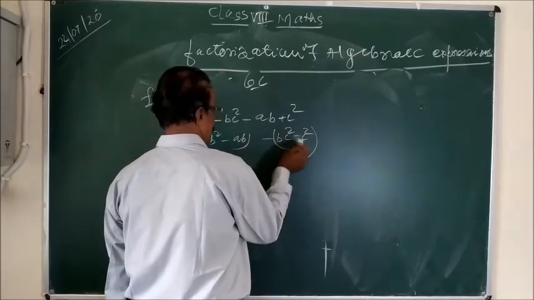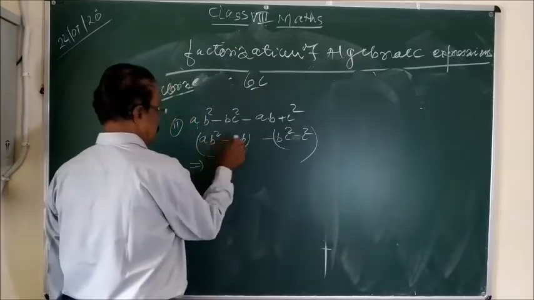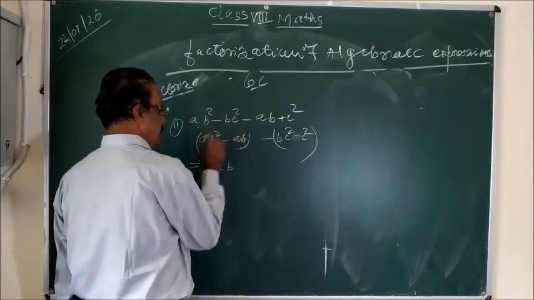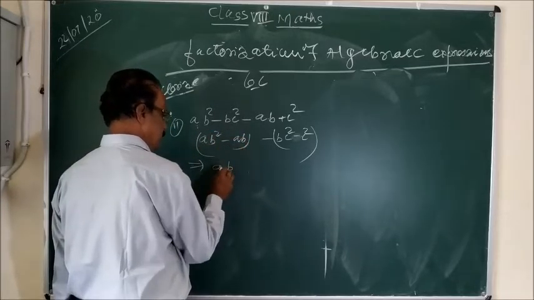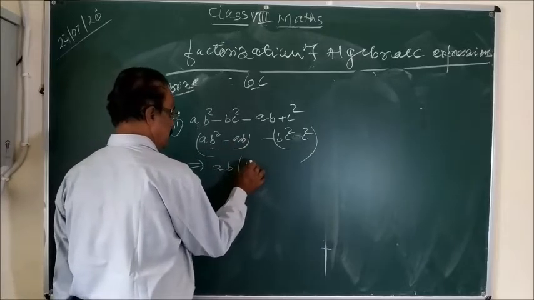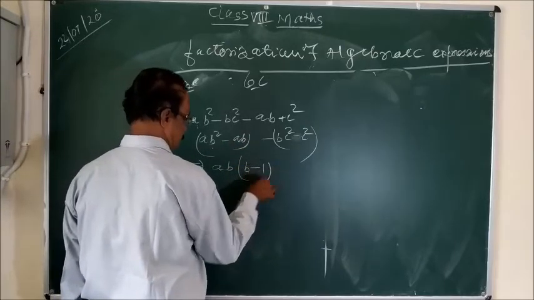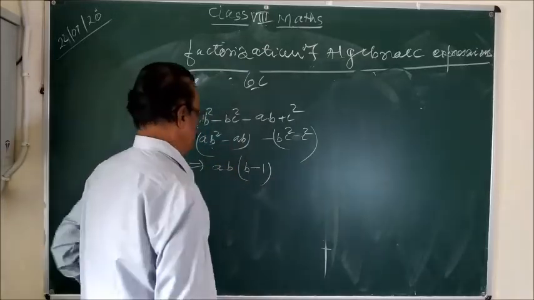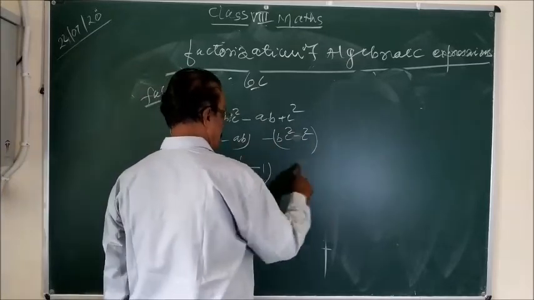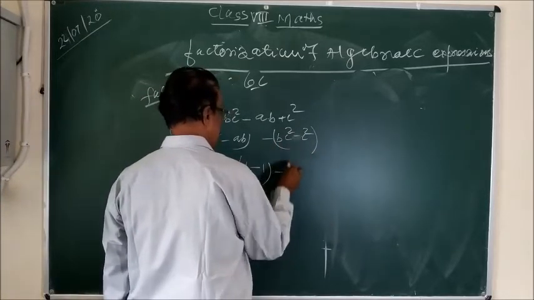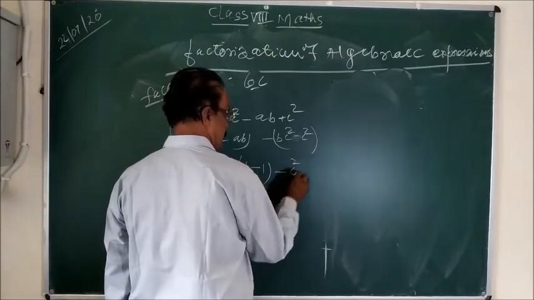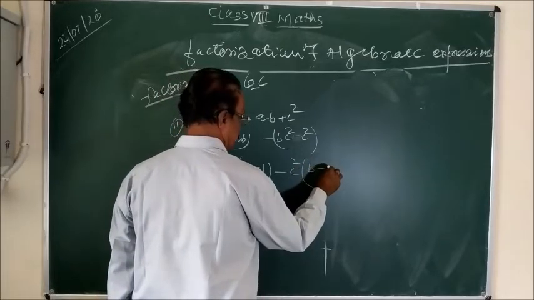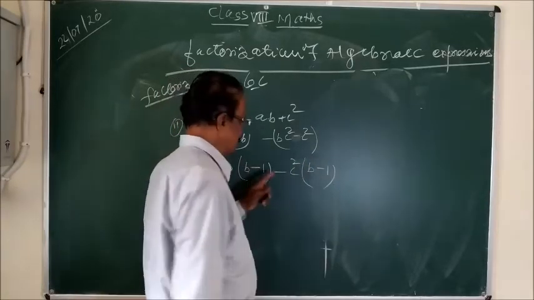Now you see what is common here. Common is AB: AB square and AB, so here B will be common, and here will be 1, because AB divided by AB is equal to 1, not 0. Now see what is common here: minus C square. And here you will get B minus 1. So B minus 1, B minus 1.